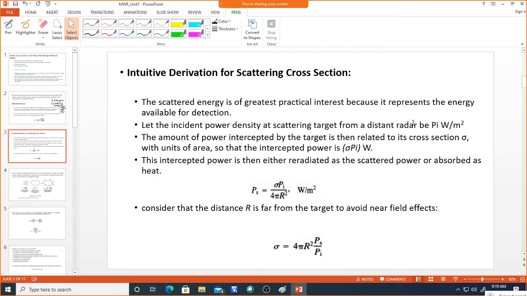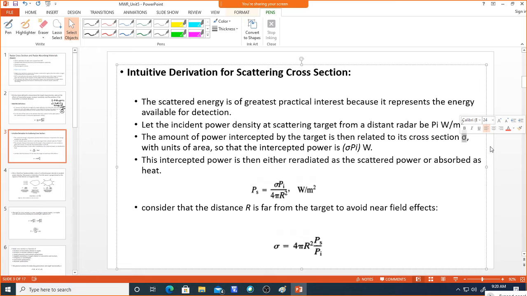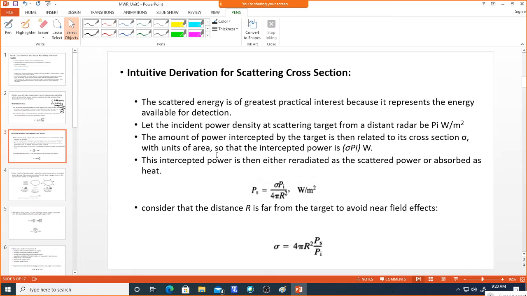So now we will derive how the radar cross section comes. Let us take the incident power Pi, in terms of watts per meter square. This power density will be incident on the target. Now whenever it is scattered, the amount of power intercepted by the target is related to the cross section, that is sigma. This is the radar cross section, represented by sigma, with units of area, which is meter square.